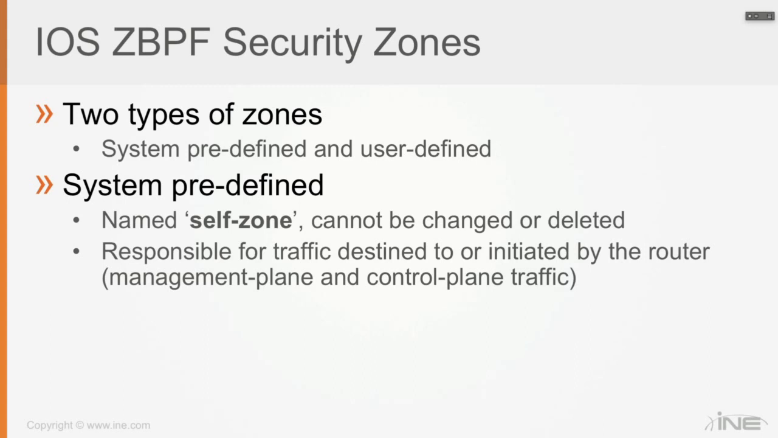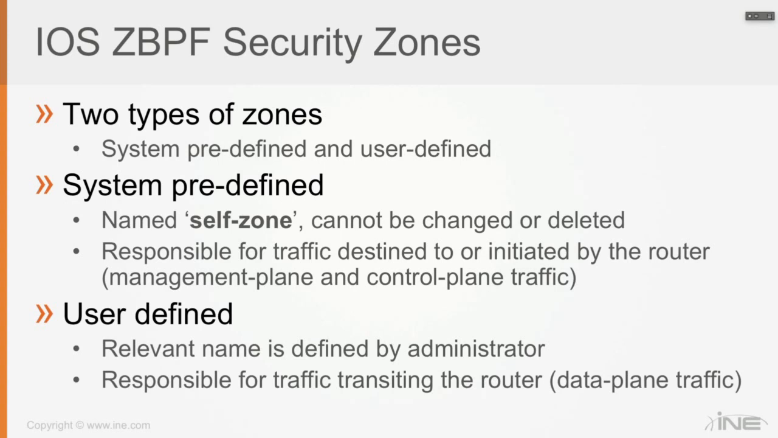It is just present in there and it's going to take effect once you actually configure zone-based policy firewall on the router. The user-defined zones, the name is going to be assigned by yourself, which as I did before is going to be a name of DMZ or outside or inside or whatever you find a relevant name. And the user-defined zones are going to control traffic transit in the router, which means data plane traffic.